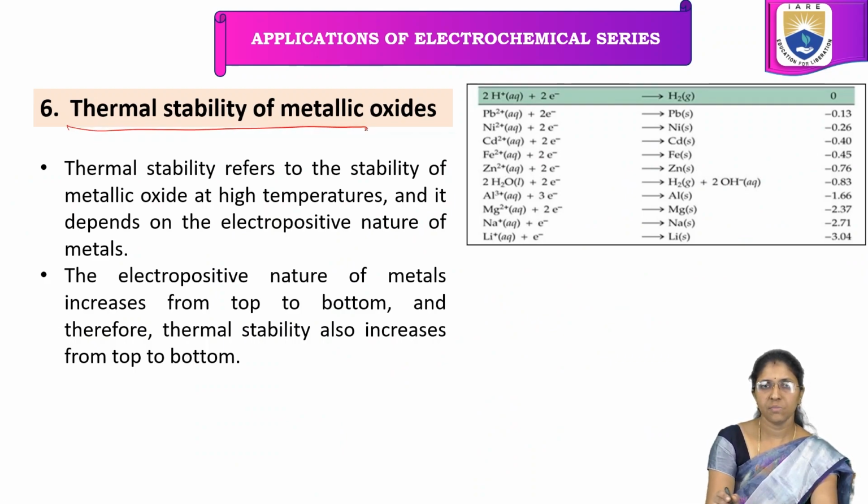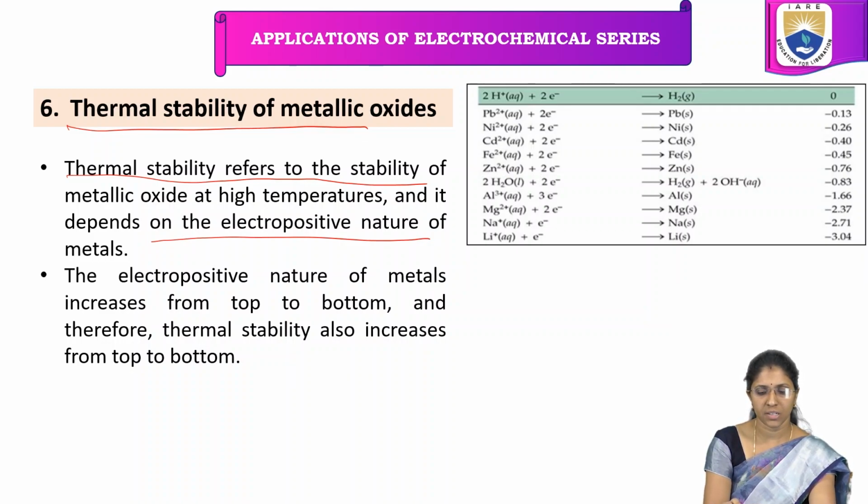So the sixth one is thermal stability of metal oxides. The thermal stability refers to the stability of metal oxides at high temperatures, and it depends on the electropositive nature of metals. The electropositive nature of metals increases from top to bottom, and therefore thermal stability also increases from top to bottom. So we know that these have higher electropositive nature in the electrochemical series.